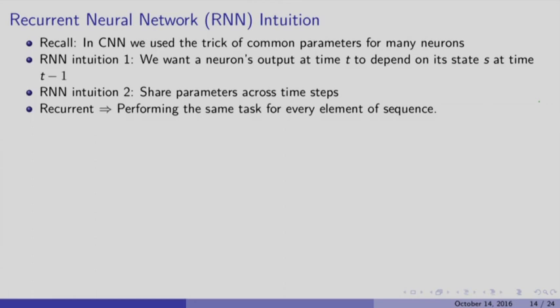Here's the basic idea. In the CNN we use a trick of common parameters for many neurons. Additionally, we also exploited certain structure. Can we do the same two things with recurrent neural networks? We want a neuron's input at any time step to depend on its state s at time t minus 1.